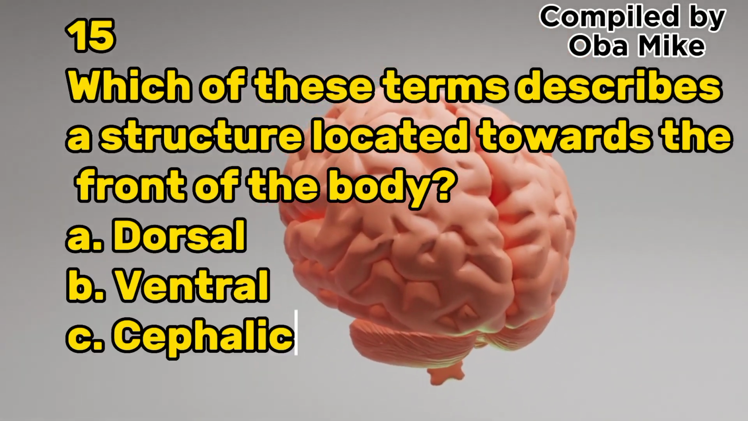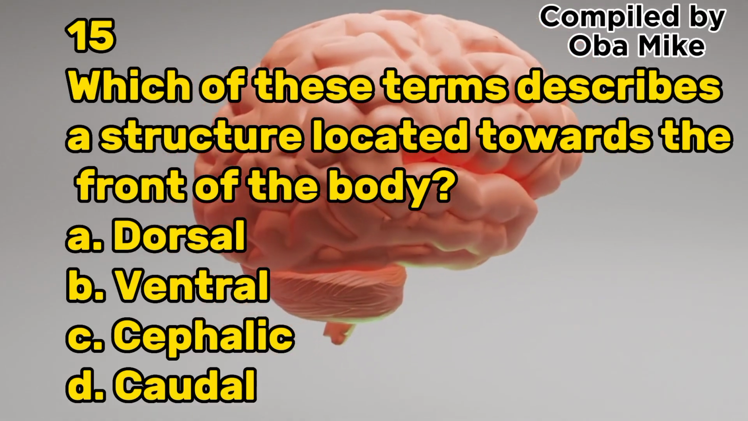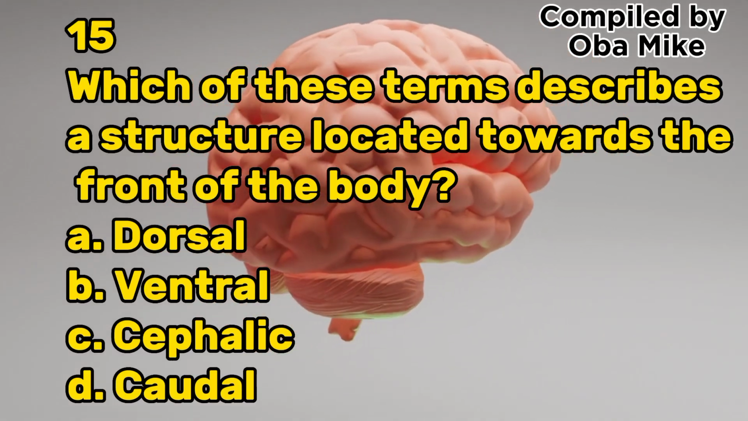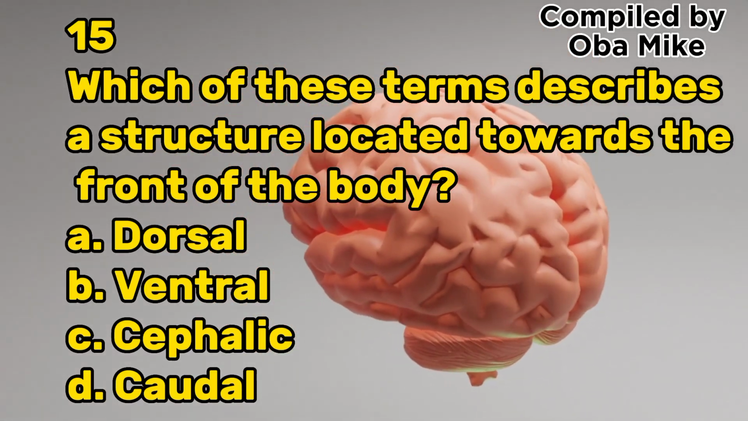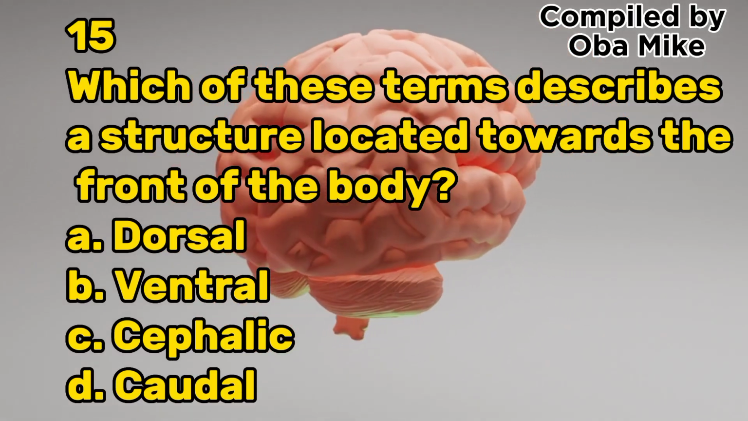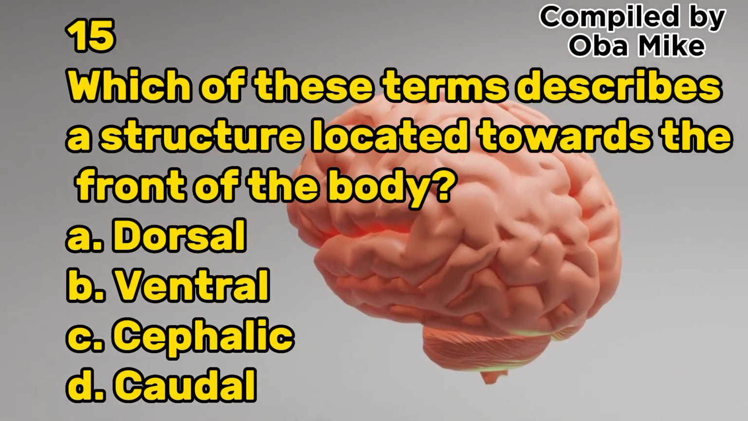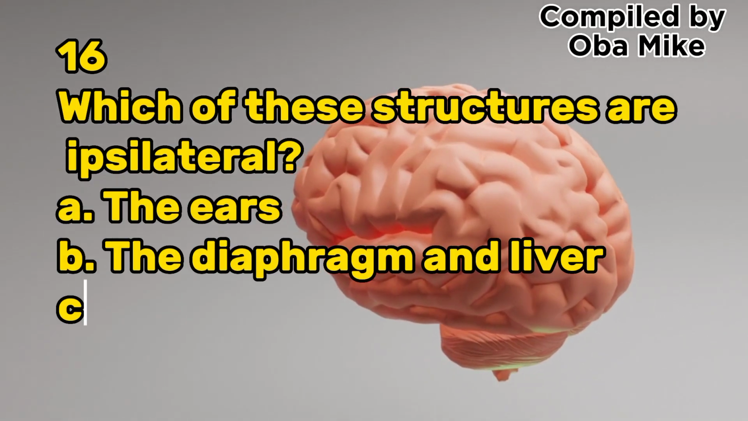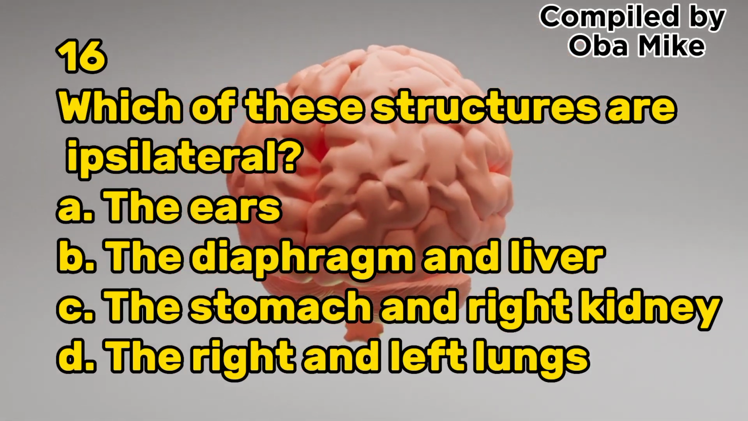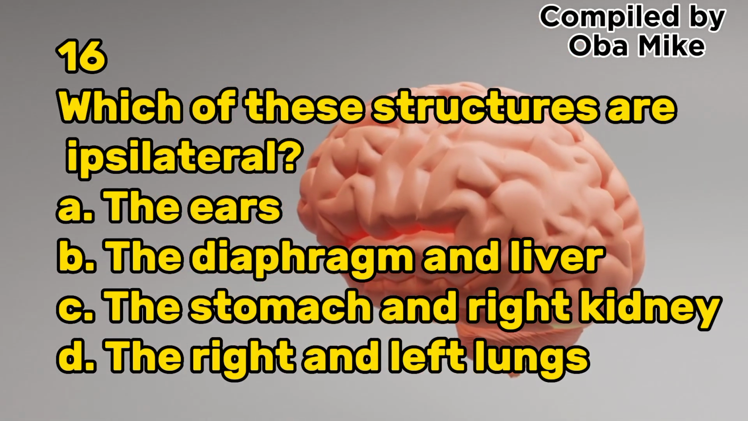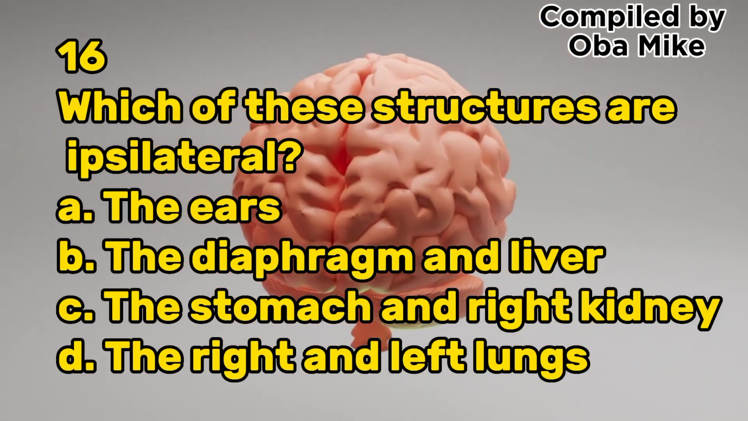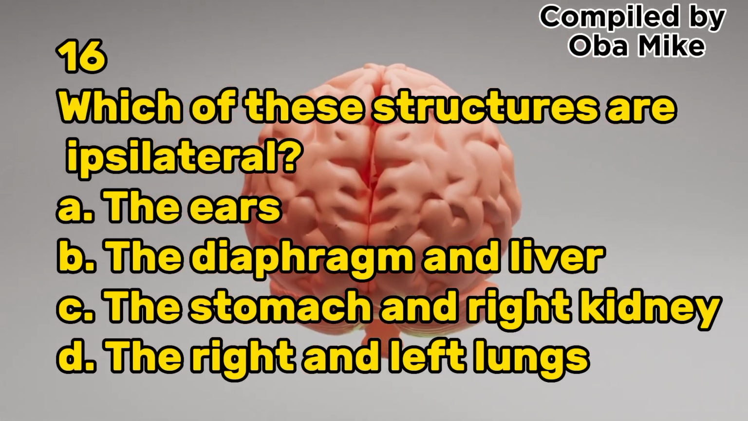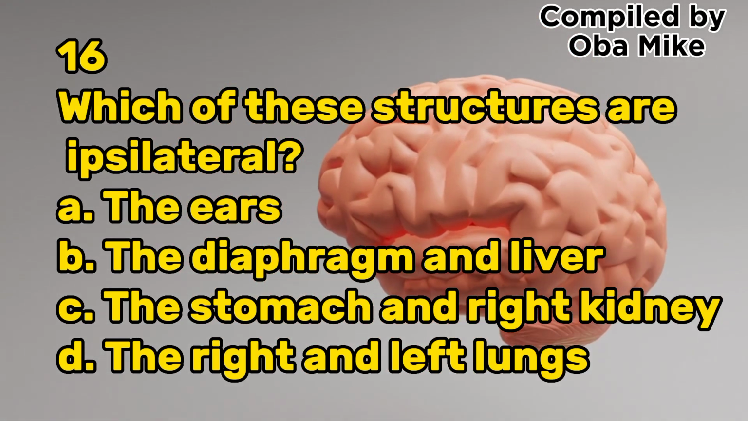15. Which of these terms describes a structure located towards the front of the body? A. Dorsal, B. Ventral, C. Cephalic, D. Caudal. 16. Which of these structures are ipsilateral? A. The ears, B. The diaphragm and liver, C. The stomach and right kidney, D. The right and left lungs.